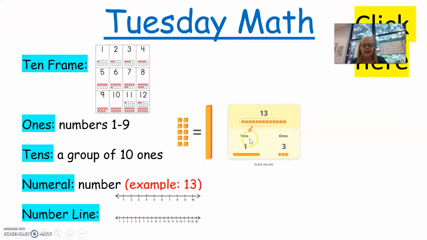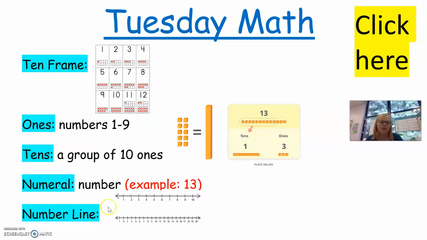The next word that I see is numeral. So numeral is just a number. So for example, 13, or 12, or 7. It's just when the number is in number form, that's a numeral. The last one I have is number line. That's a new one too. Number lines can help me count. So you make one big line with 2 arrows, put little dashes and numbers with them. We'll talk about that more during today's activity. Alright, let's get started.